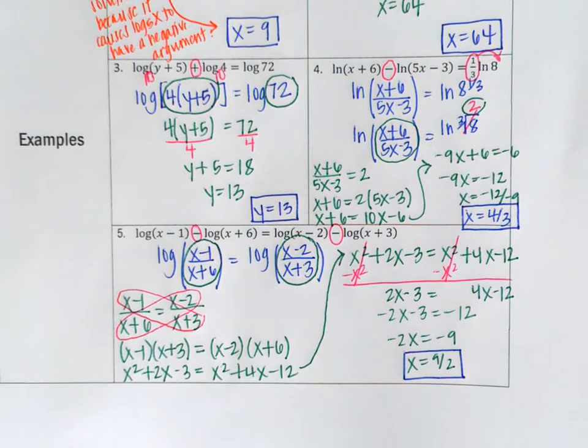And that's it. So that's our first type. When you have a log equal to a log, you set the arguments equal to each other. So really, really straightforward. When a log is equal to a log, condense, set the arguments equal to each other. And that's it. So we'll get into the second type in the next video.